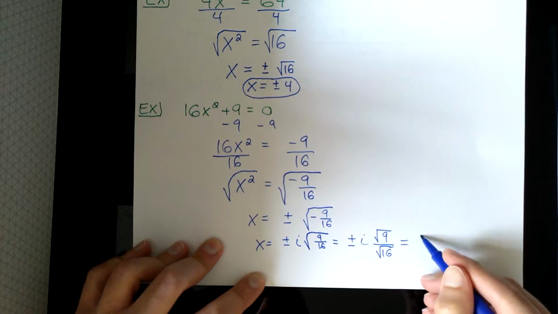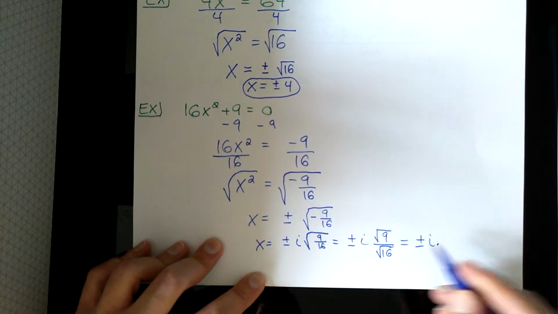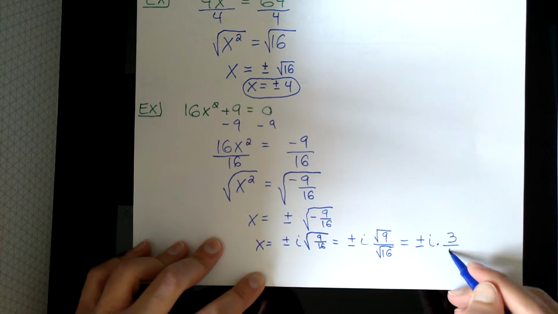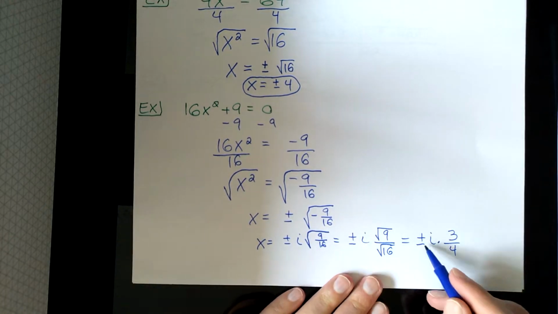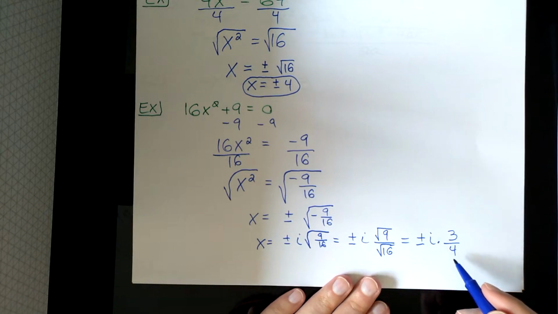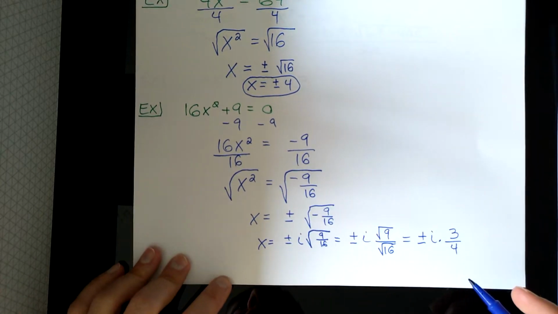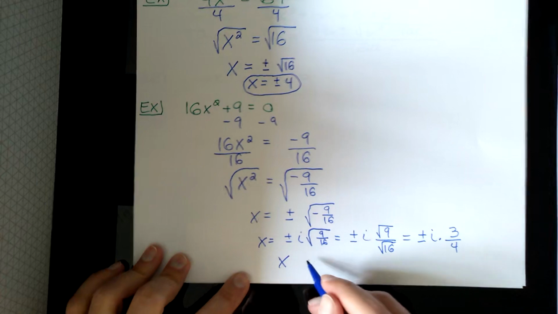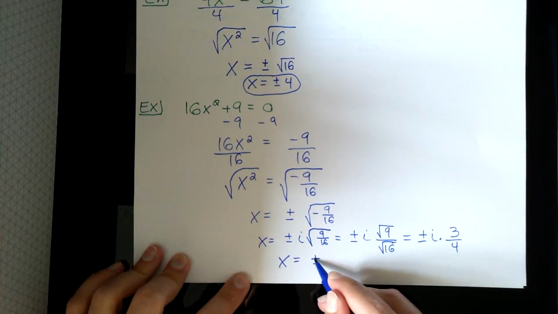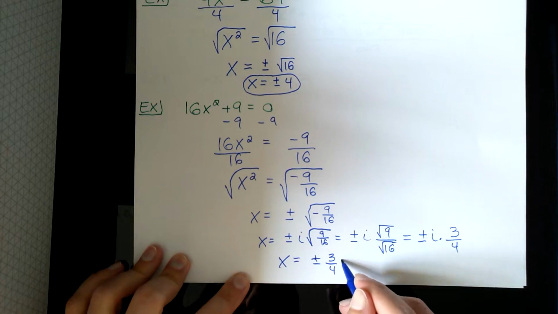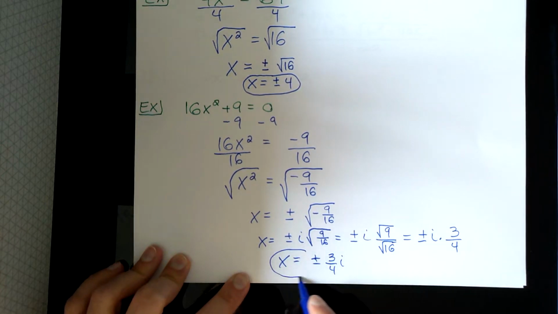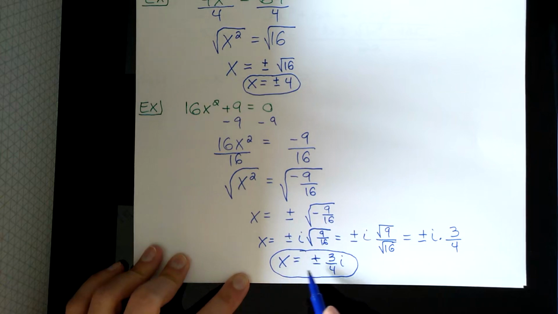And from here, we know that the square root of 9 is 3, the square root of 16 is 4, so we have plus or minus i times 3 over 4, and we just need to write this in our complex number notation from here. So x equals plus or minus 3/4 i. So x equals 3 over 4 times i, and x equals -3 over 4 times i are the two solutions to this original problem.